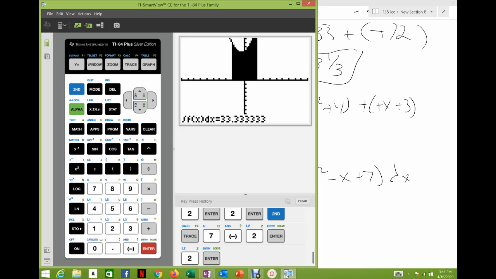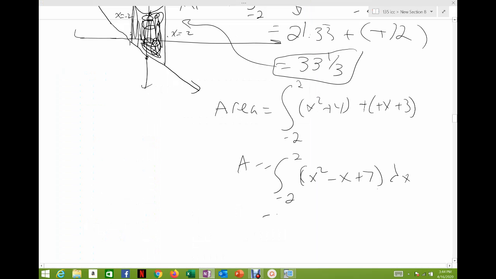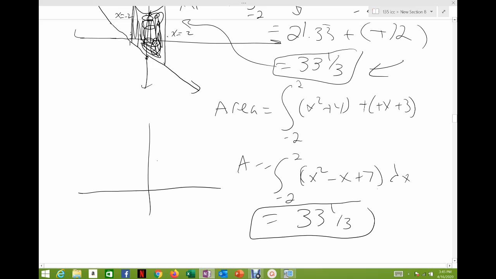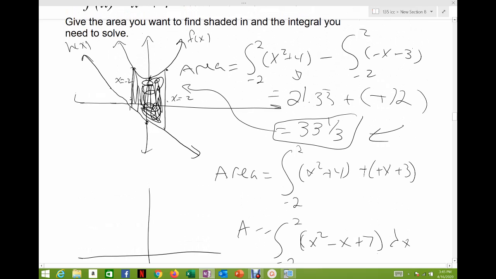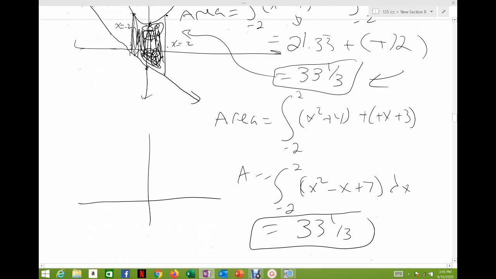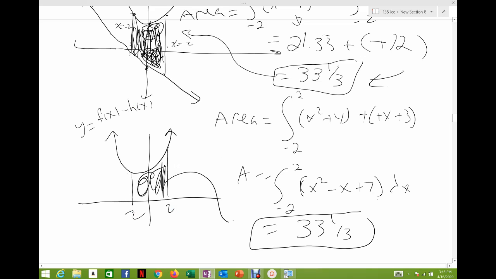It shades in a new area, but it gives me the same value, 33 1/3, 33.33 repeating. And so this comes out the same thing. It's the same area that I found up here. But I got it using a different graph. This one graphed two functions, and I had to find the area of the function above and subtract away the area of the other one. This one graphed a totally new function, my new expression where it was f of x minus h of x. And I integrated from -2 to +2, and this area came out the same, 33 1/3.